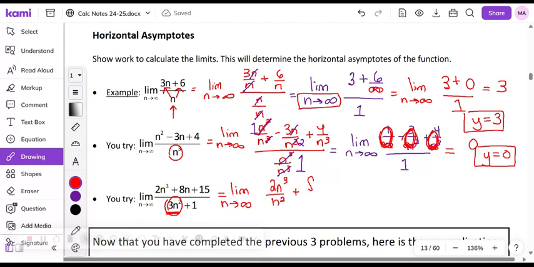By the way, you're probably thinking, do I have to write this? What if I can do it in my head? Guess what? You need to write it. Plus 15 over n squared. All divided by, and now 3n squared over n squared.